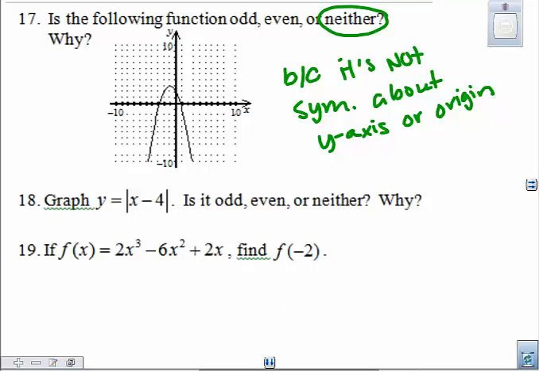Okay, 18 is asking you to graph. I'm not going to go over the graph with you, but this is absolute value, and it is shifted to the right 4, because inside is opposite. So the absolute value function is normally on your xy axis here, and it normally is even. But once you shift it to the right 4, it's no longer even. It becomes neither because it's not symmetrical.